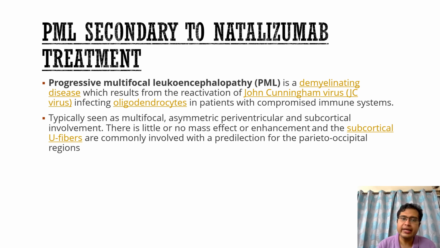So PML is a demyelinating disease which results from reactivation of JC virus infecting oligodendrocytes in patients with compromised immune systems. This typically is seen as multifocal asymmetric periventricular and subcortical involvement, and there is little or no mass effect or enhancement. The subcortical U fibers are commonly involved, with a predilection to the parieto-occipital regions, which was seen in our case. So this is secondary to natalizumab treatment. A patient of MS who is on natalizumab can develop PML, and hence this entity becomes important, and treatment monitoring with imaging is a very important thing.